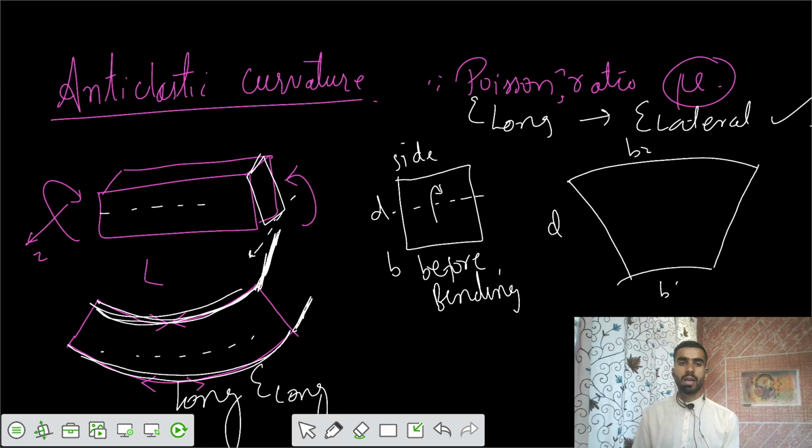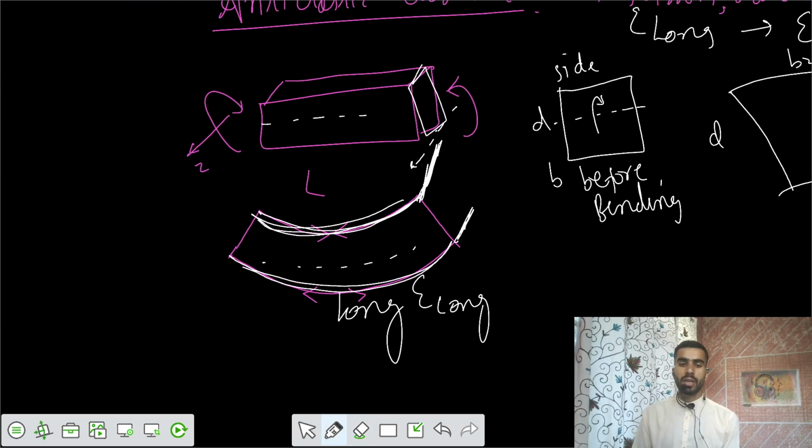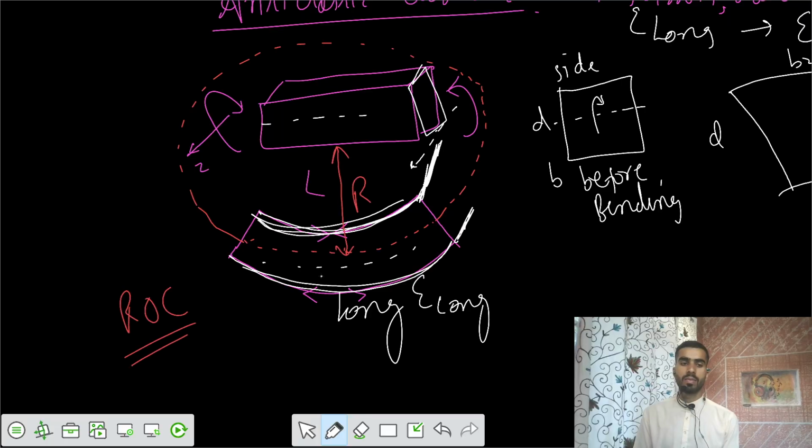This is what we call the effect of Poisson ratio. Now, we had the neutral axis here. We said let's form a circle of radius of curvature equal to R. From the neutral axis to the center, we had radius R, that is the radius of curvature.